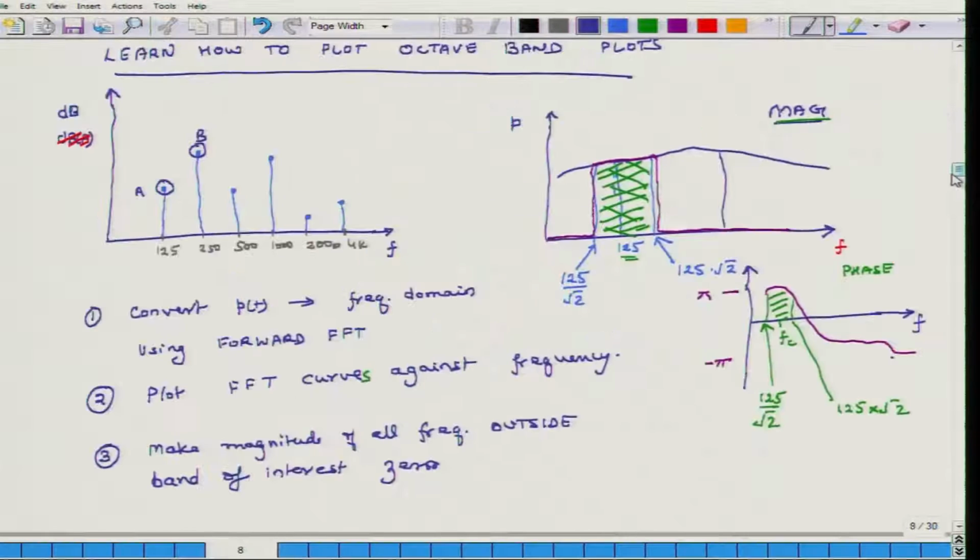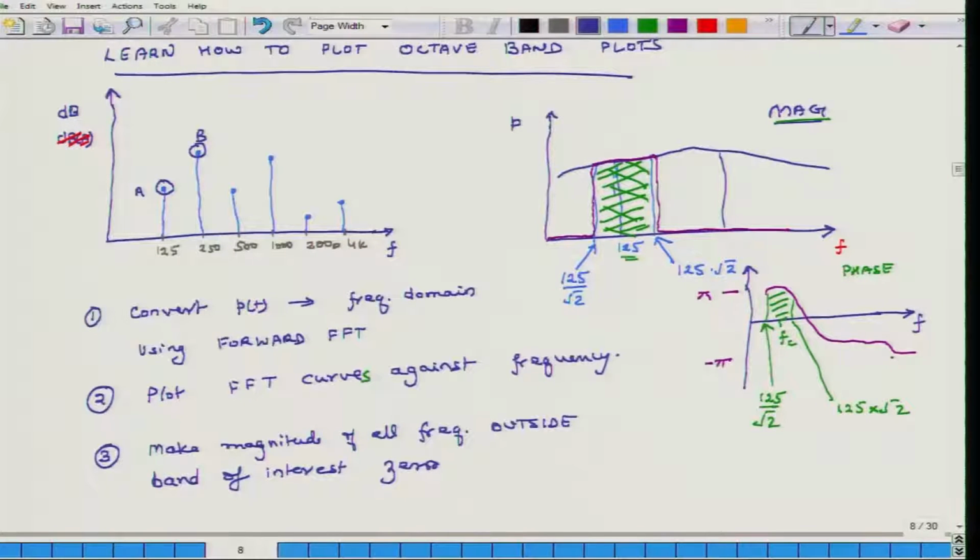So, likewise I get all these points across the spectrum. If I have to do a 1/3 octave band plot, what do I do? Here I am plotting for an octave band; there the band of interest at a given point of time will be a 1/3 octave band. So, I find out its lower frequency, higher frequency and consider only those frequencies in the 1/3 octave band, make everything else 0 and so on and so forth. So, I hope this helps you understand how we perform this octave band analysis.